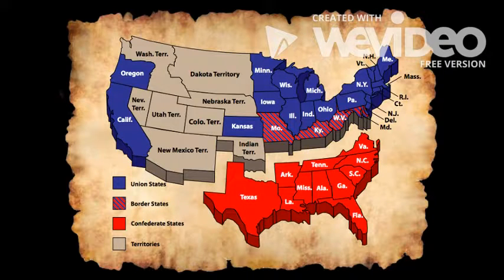Kentucky had control of the Ohio River, Missouri was the gateway to the west, Delaware was near the important city of Philadelphia. Most importantly, Maryland contained Washington, D.C., the United States capital.